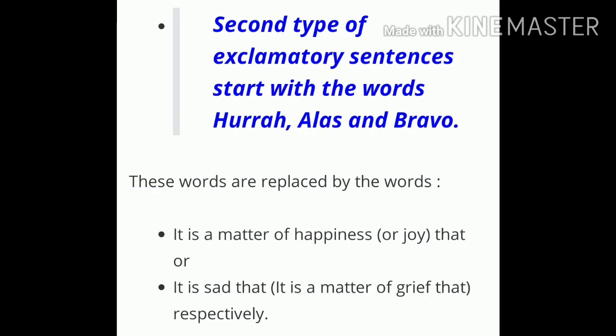Now, next, the second type of exclamatory sentences. The second way of writing exclamatory sentences. These types of sentences start with the words hurrah, alas, and bravo. These words are replaced by the words it is a matter of happiness or joy, it is sad that, it is a matter of grief that. Children, hurrah and bravo are the interjections that show happiness or joy. On the other hand, alas is an interjection that shows sorrow or grief.